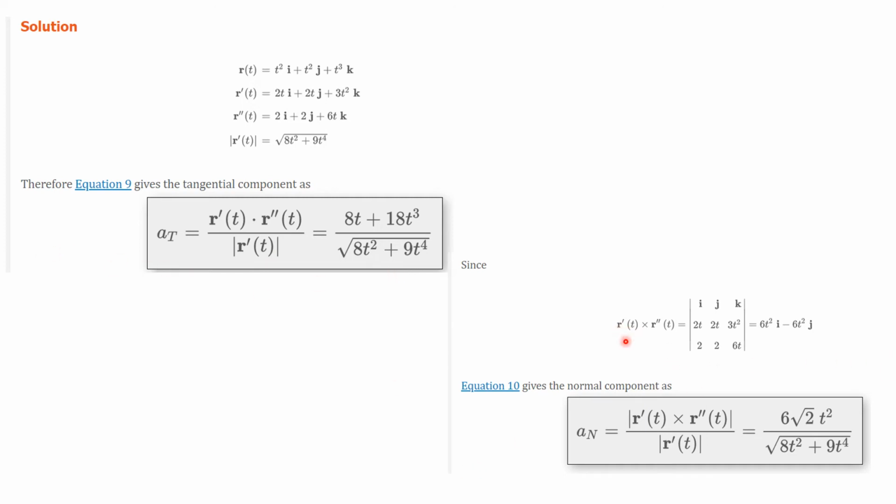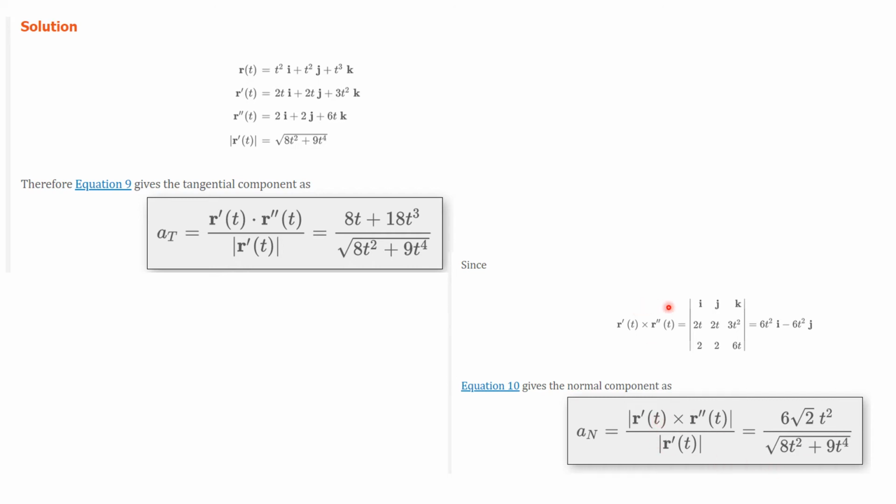Now, to calculate a sub n, we have to take the cross product. So I take the cross product of r prime, which was up here, and r double prime, and I use my matrix or determinant notation for that. I do the calculation. Again, you should verify this, but we get 6t² in the i direction minus 6t² in the j direction. Okay, so then this is the formula. This is the numerator divided by the denominator, which is the same as the denominator up here. And I simplify this. When I dot this with itself, I get this, and then I take the magnitude, so I take the square root of that.